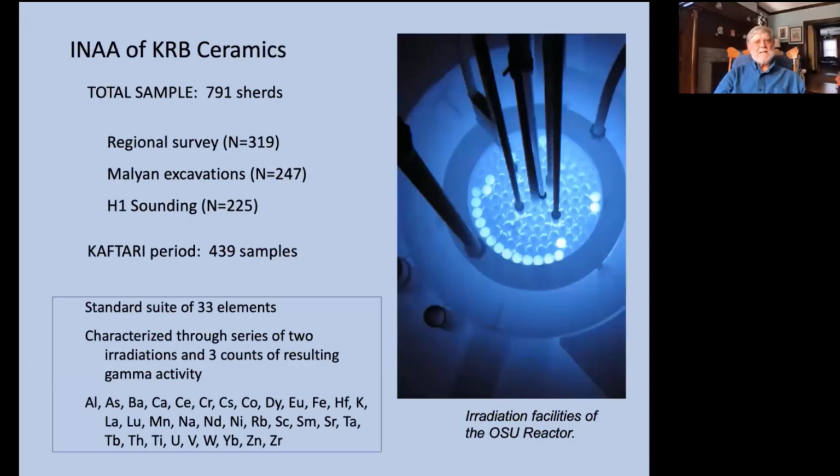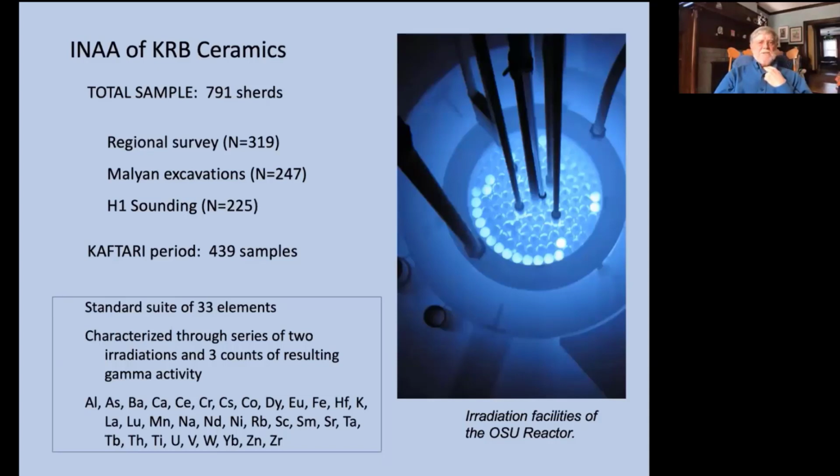Now we go to the ceramics, and this is probably material that most of you are not familiar with. Leah Mink and I did a very large study of ceramics in the Kur River Basin. We analyzed, using neutron activation, a total of almost 800 sherds that came from Sumner's survey collections, from the Malian excavation material, and from sherds in the H1 sounding. For the Kaftari period, there were somewhat over 400 samples, and there's 200 or so samples from the Banesh period.